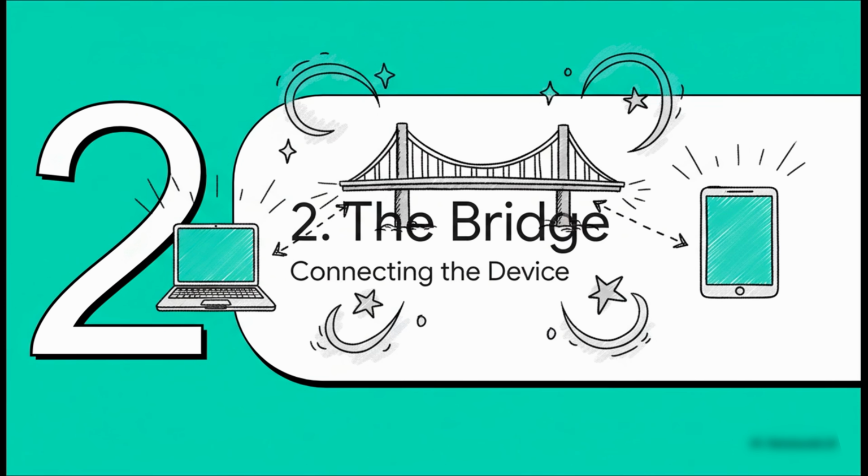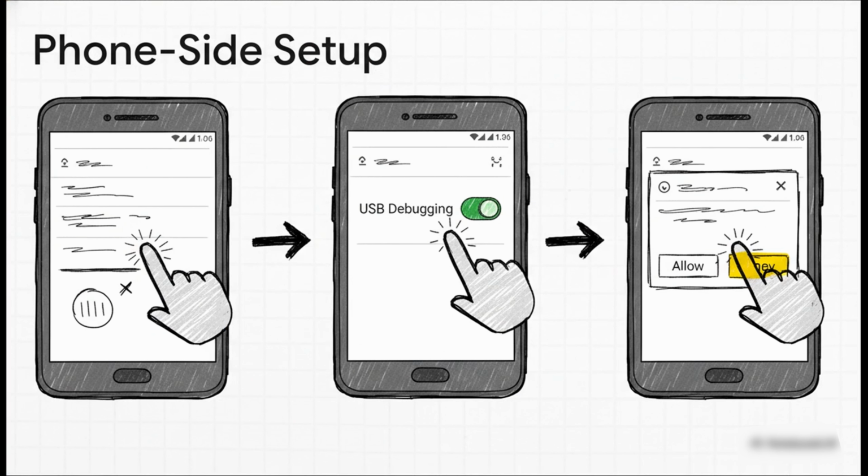Now for the really cool part, the aha moment. It's time to build the bridge between our laptop and the Android device. This is where the magic really starts to happen. Before we do anything else on the computer, we've got to prep the phone. It's actually really easy. First, you got to unlock the developer options. It's kind of like a secret menu you get by tapping on your phone's build number 7 times. Once you're in there, you just find USB debugging and flip it on.